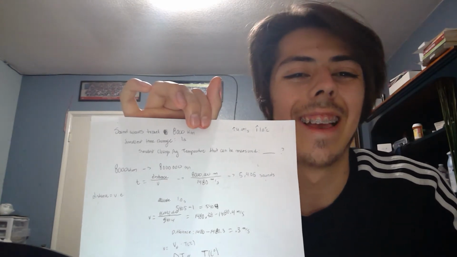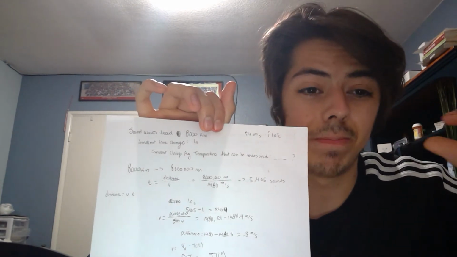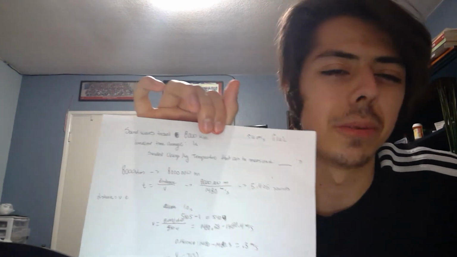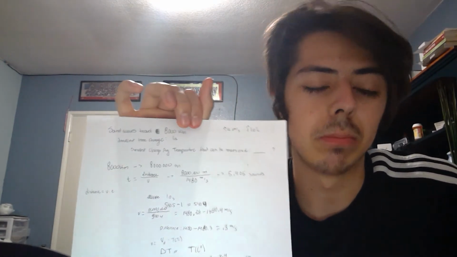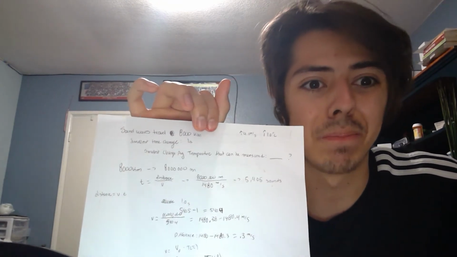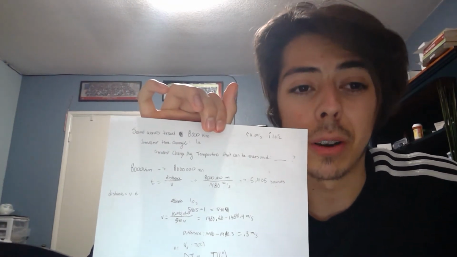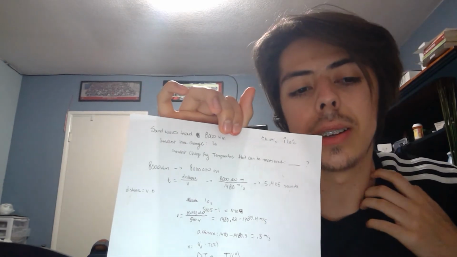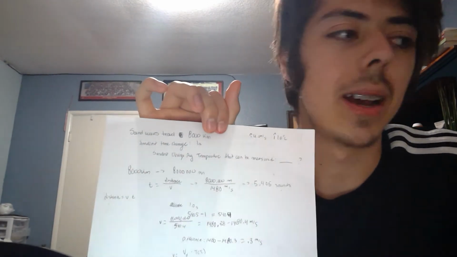I rounded it up to 1,480.4 meters a second, and now you're going to want to find the difference between those two, which is 1,480.4 minus 1,480, which is 0.4. So the difference in your velocity is 0.4 meters a second.